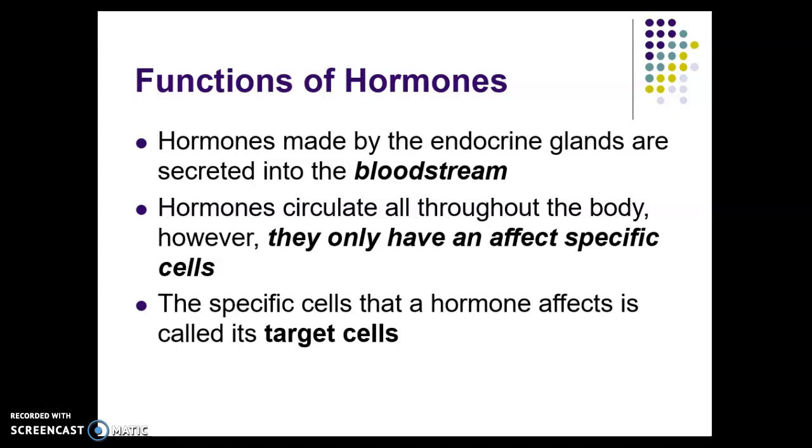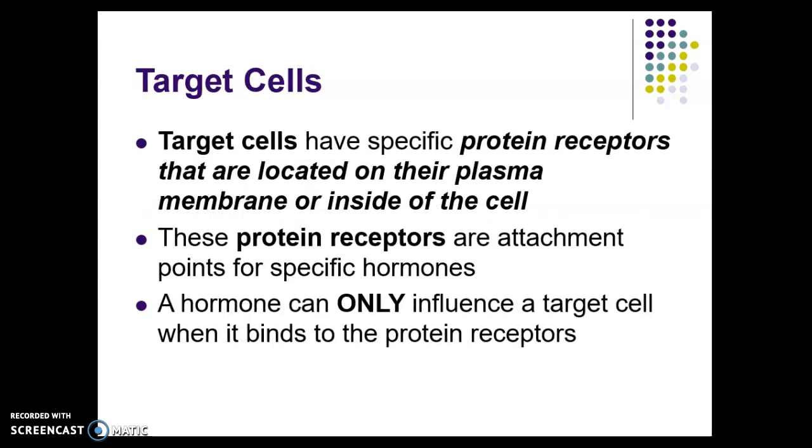Hormones in general, besides prostaglandins, are secreted into the bloodstream, okay? They get out into the bloodstream, they're picked up by the blood, and then again, they're going to travel throughout the body, and they're only going to affect cells that have the appropriate receptors for that hormone. And those specific cells are called target cells. Target cells have receptors that are specific for different hormones.